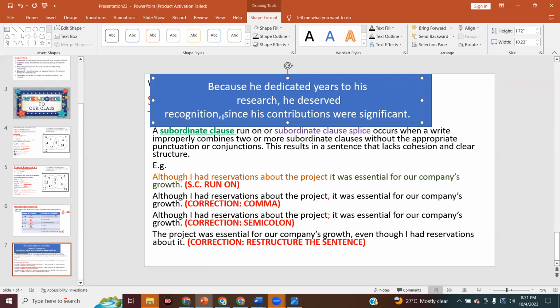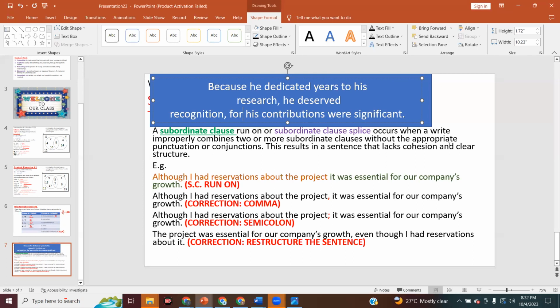Or you can say, he deserves recognition, comma. You cannot just put, he deserves recognition, comma, his contributions were significant. No, that wouldn't be right. You need something to connect it. So you can say, he deserves recognition for, I think for is better, for his contributions were significant.